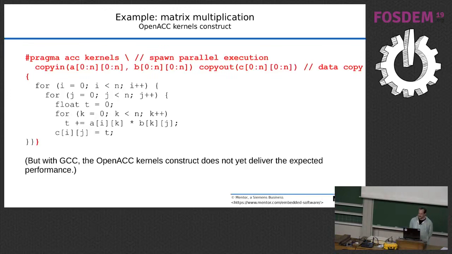So that of course needs more intelligence from the compiler, and as I'm writing here, GCC does some things work, but in general there's more work to be done there. So if you want to go for performance, you should for now use the parallel construct with GCC.